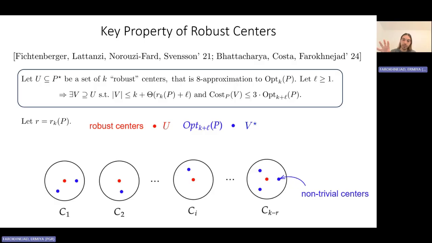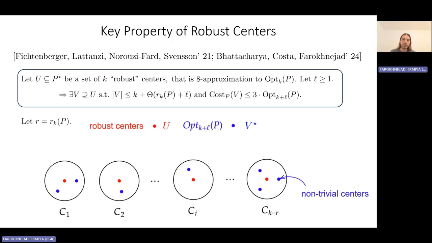If one of these parts contains more than one blue center, we call these blue centers non-trivial centers. And if one part of these K minus R parts has exactly one red center and one blue center, then since these are far away from each other, it's easy to see that you can swap the red center and blue center, which means that if a part contains exactly one red center and one blue center, the red center is going to be as good as the blue center.